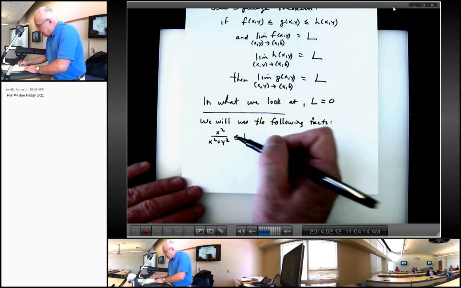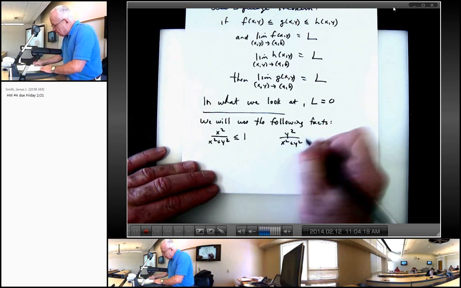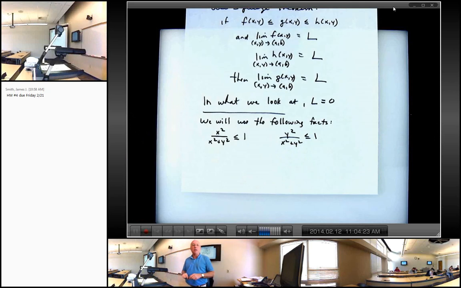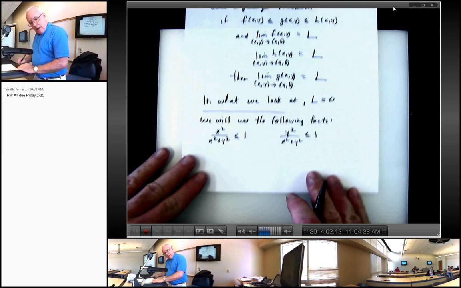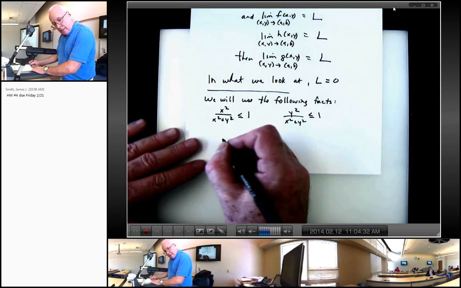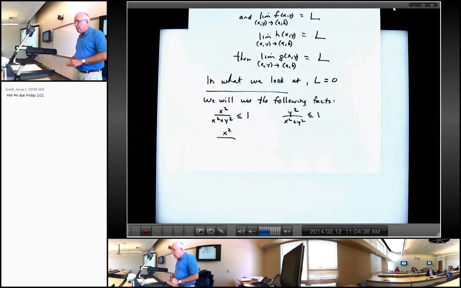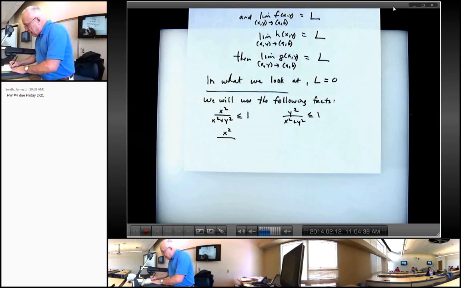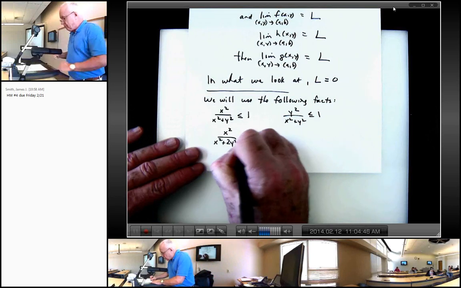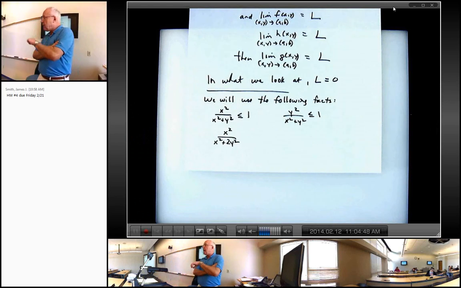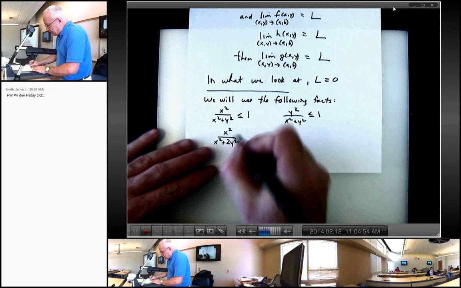And the same way, y squared over x squared plus y squared is also always less than or equal to 1. Again, the denominator is bigger. Now, I can extend this a little bit: why not have x squared over x squared plus, say, 2y squared? The denominator is still bigger than the numerator, so that's also less than or equal to 1.